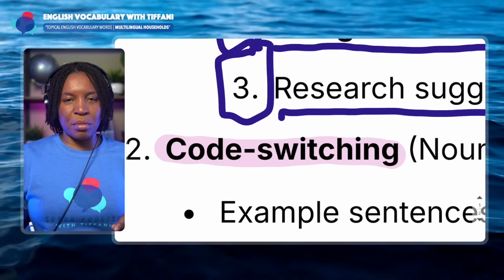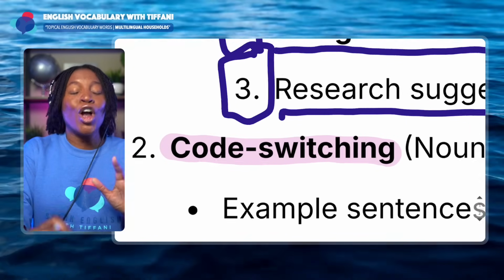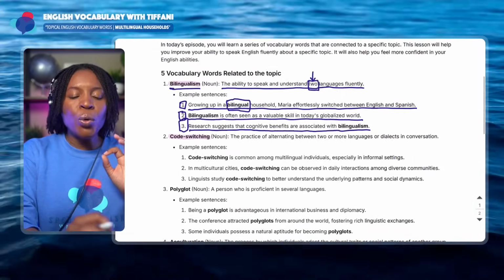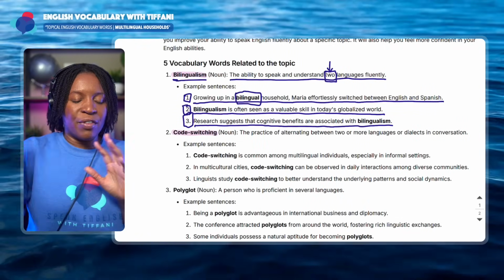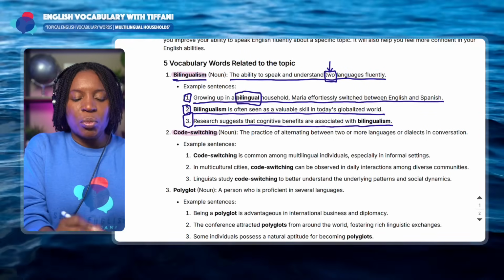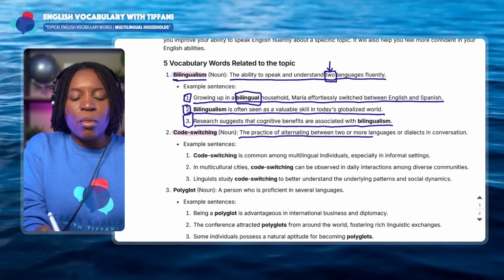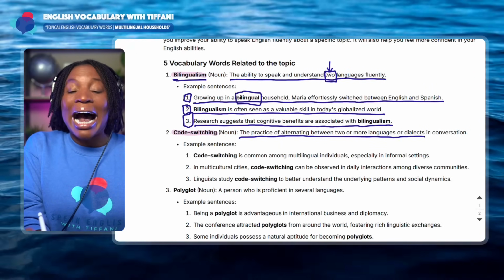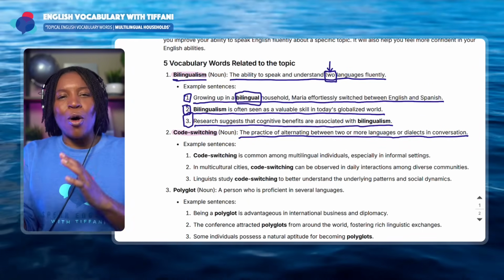Good. Last time after me. Code switching. Good job. Now, what does this actually mean? You may have never heard this term before, code switching, but it's used very often in America between native English speakers. It literally just means the practice of alternating between 2 or more languages or dialects in conversation. The practice of going between 2 languages or dialects in a conversation.